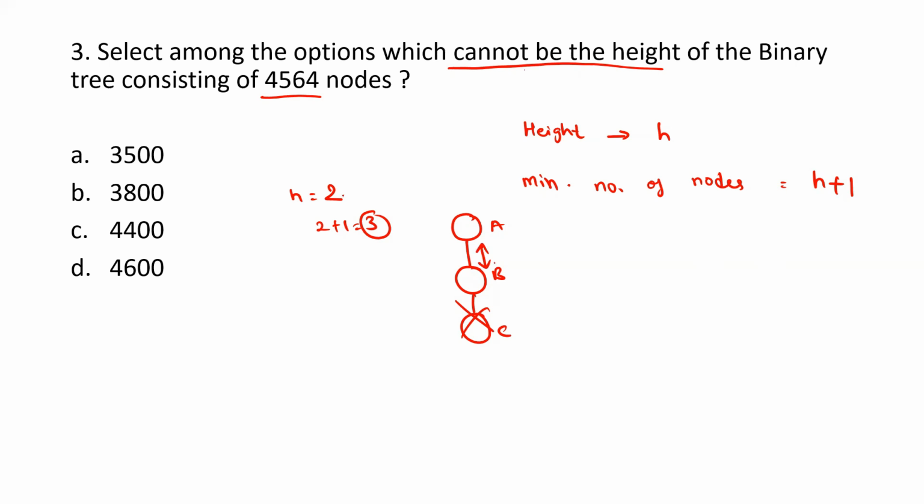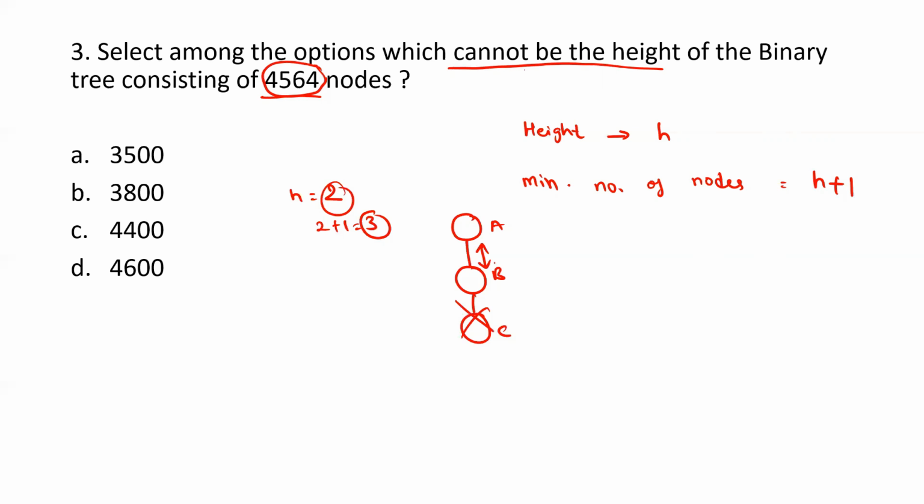So we are not able to get height as 2. So whenever you are given a height h, then there should be at least h plus 1 nodes in your tree, right? Now we will just check. We will look at how many nodes are given, and we will consider each option to see whether that can be a height or not for the given number of nodes, right?